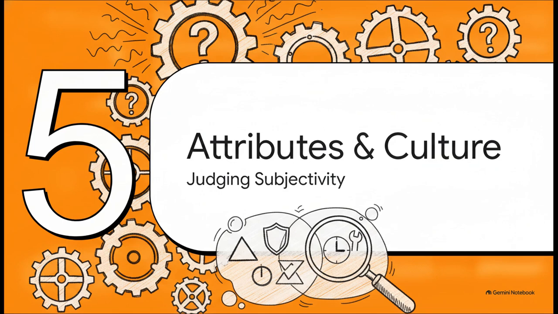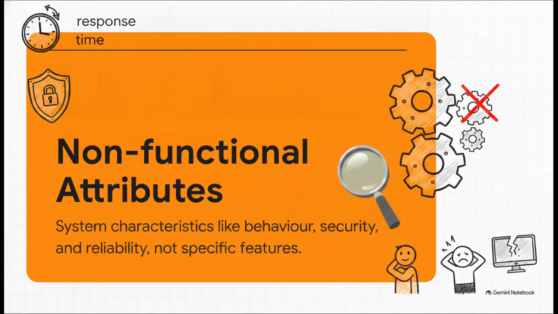Section 5. Attributes and quality culture. This raises a big question. If software quality is so subjective, how on earth do we actually judge it? Well, we have to look at specific attributes. We judge subjective quality by evaluating non-functional attributes. These are the characteristics of the system as a whole. Things like its overall behavior, its response time, its security, and its reliability.